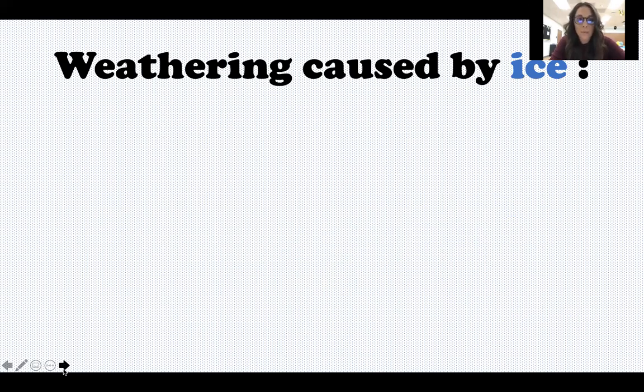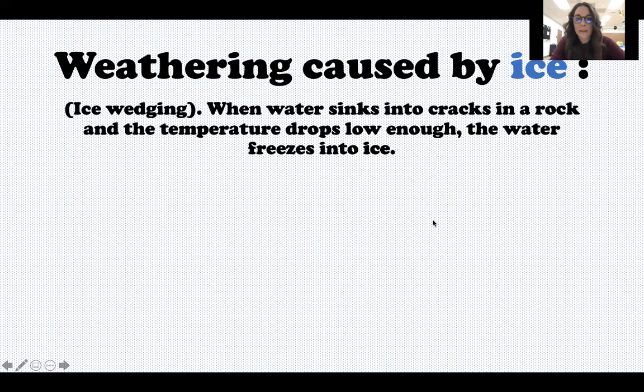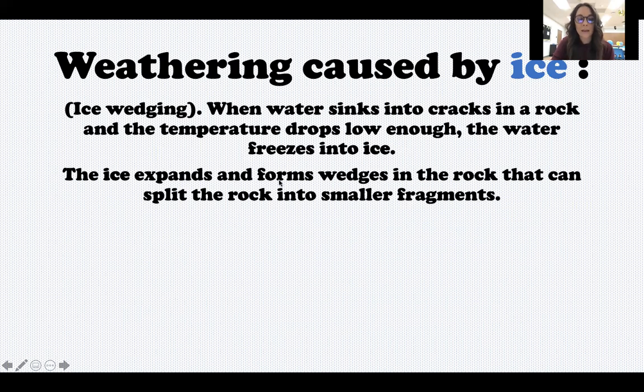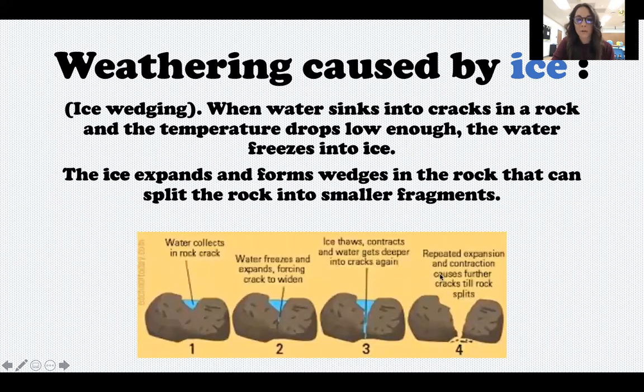Let's talk about how weathering can be caused by ice. We talked about this a little bit last week, but I just want to make sure you remember. This is called ice wedging. So when water sinks into cracks in a rock and the temperature drops low enough, the water freezes into ice. And the ice expands and forms wedges in the rocks that split the rock into smaller pieces. And when this happens over and over and over again, it causes the rock to split apart.